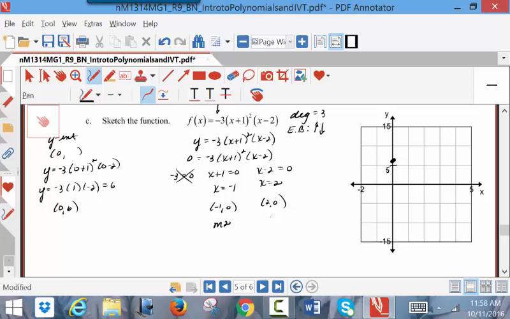Okay, a multiplicity of 2 and a multiplicity of 1. So a multiplicity of 2 is always a tap, and a multiplicity of 1 is always a cross. Okay, so here's my (negative 1, 0). Here's my (2, 0). My end behavior is up and then down.